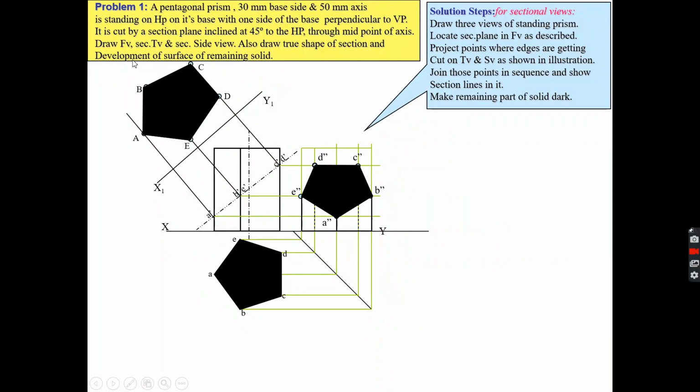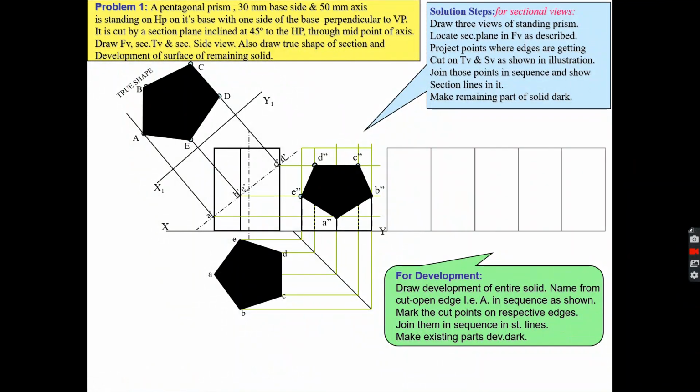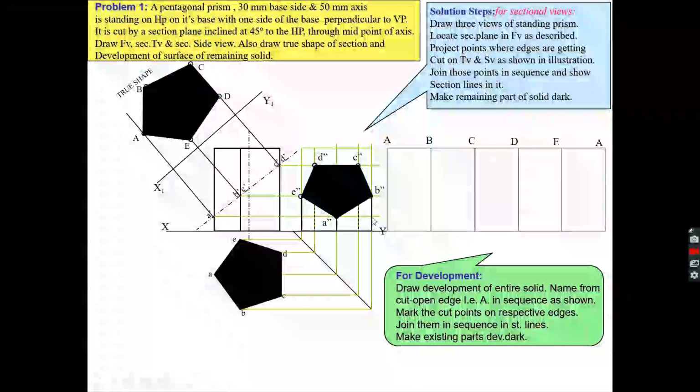In the next part of the question, it is given that you have to make the development of the surface of the remaining solid. So this is your remaining solid. For that, I can first draw the development of the entire solid always. So this is a pentagonal prism. This is the development of the entire solid. After doing that, I will name all the edges in this sequence A, B, C, D, E, and A. This is your face AB, this is your face BC, this is your face CD, DE, and so on. So for edge A, you can see only this portion is remaining.